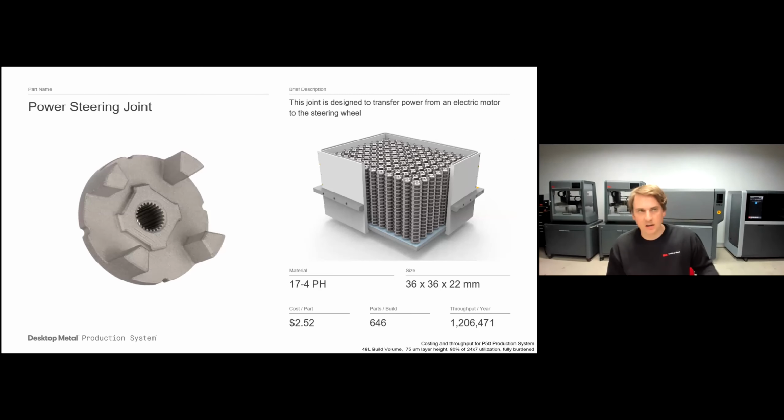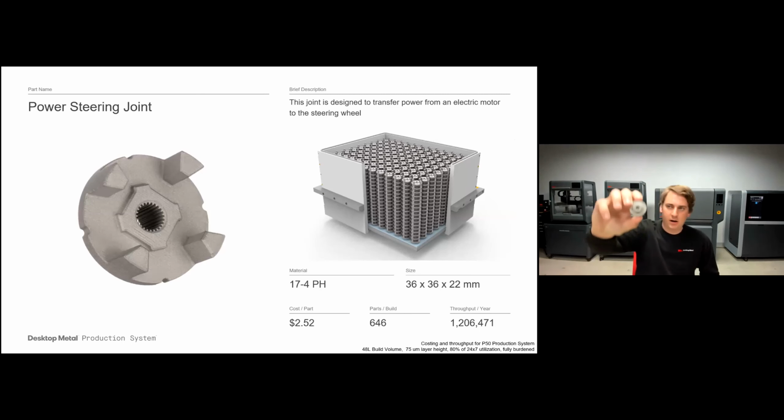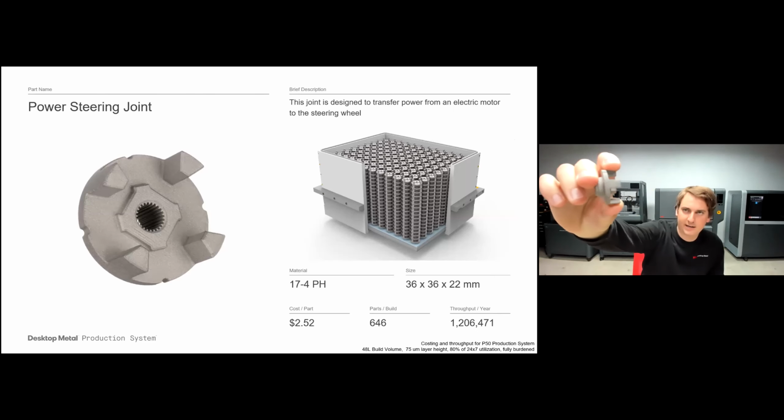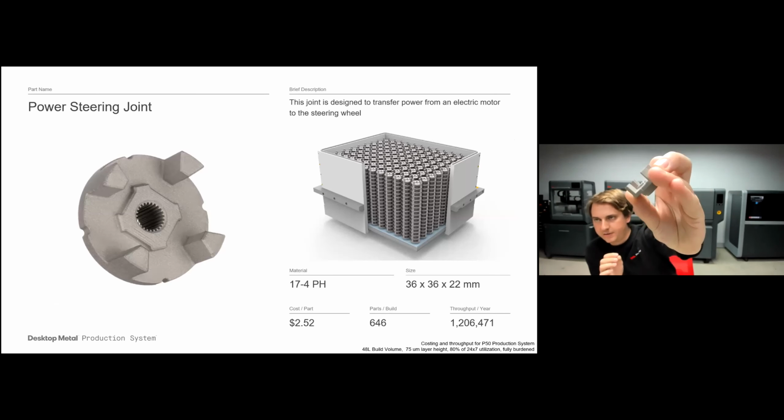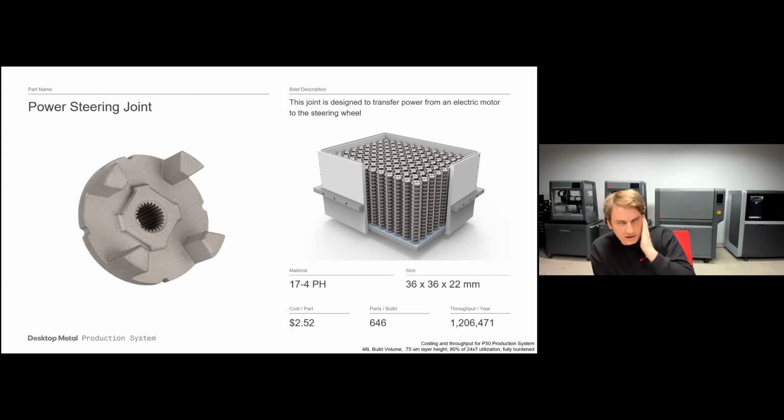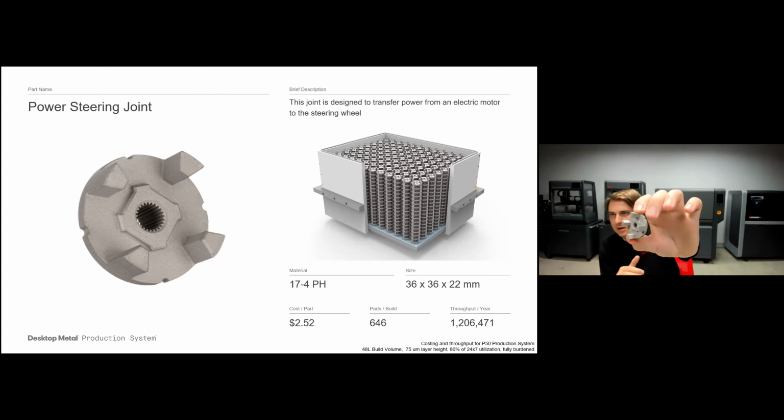Couple examples of this, looking at this power steering joint. This is a component that goes into a car power steering assembly, and it connects the electric motor to the actual steering wheel. This part's produced in 17-4 PH stainless steel for just $2.52 on the Desktop Metal production system. So hopefully, as you can see, with this process, we're really driving the cost down with binder jetting. Per build on the production system, we can produce over 650 of these parts and produce over 1.2 million of these parts per year. So we're really driving that cost down and increasing that throughput up.